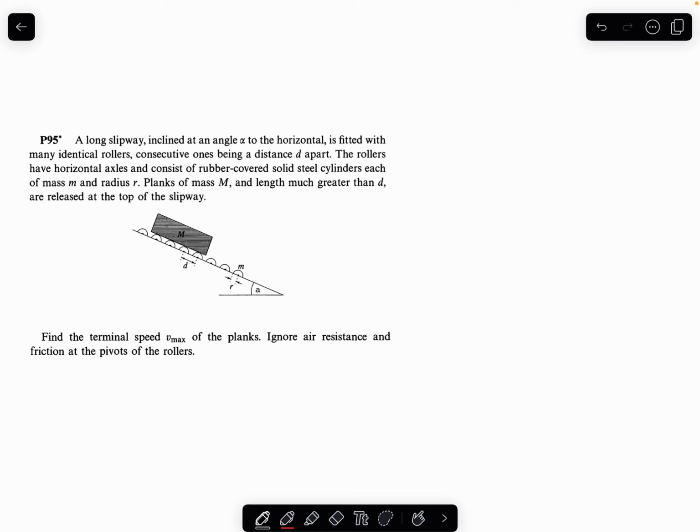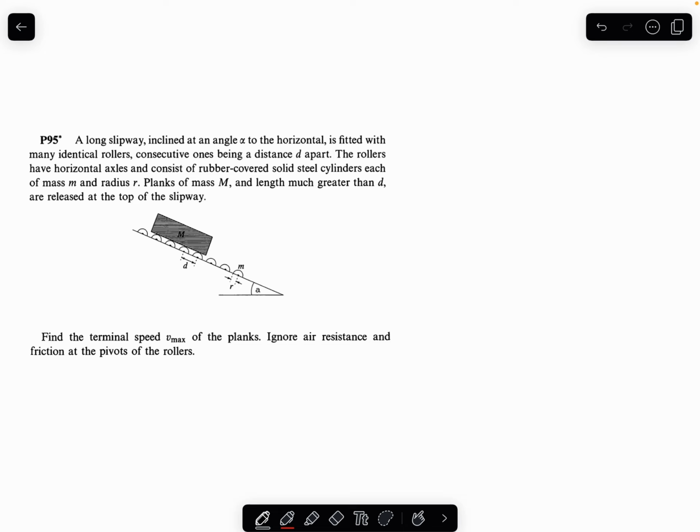A long slipway inclined at an angle to the horizontal is fitted with many identical rollers, consecutive ones being a distance d apart. The rollers have horizontal axles and consist of rubber-covered solid steel cylinders, each of mass m and radius r. Planks of mass M and length much greater than d are released at the top of the slipway.